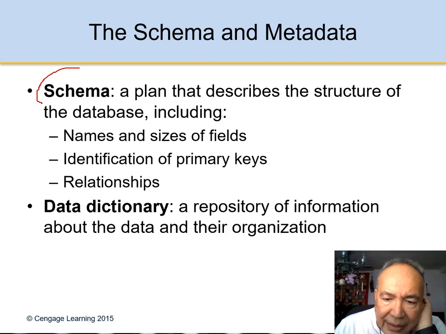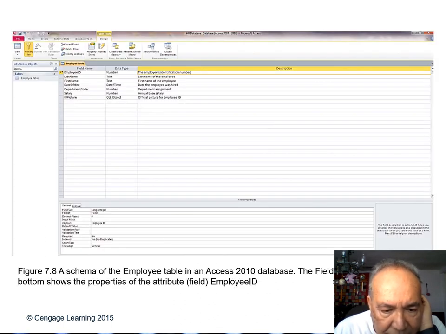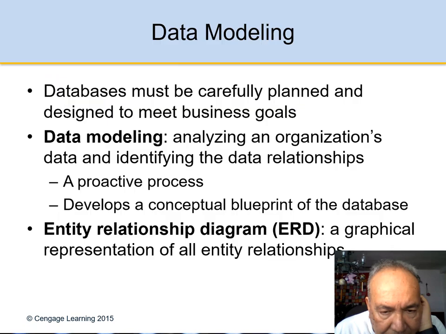Now you have to have a data dictionary, which is information about the data and their organization. And then you have the metadata. You will hear this a lot. Additional details about the data: the source, where did you get the data, tables, fields and indexes, programs, processes, population rules, what is inserted or updated, and how often. Okay. Here's an example of that.